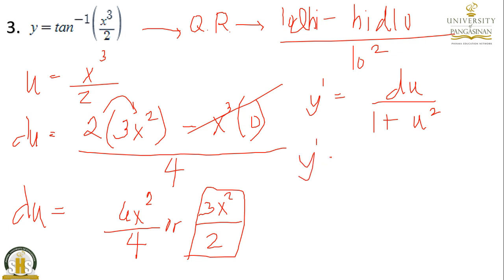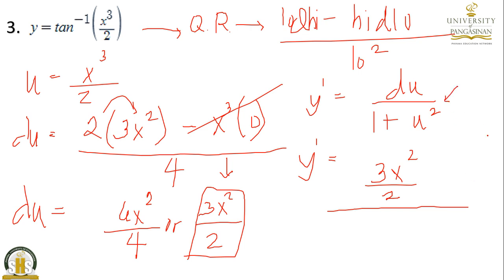So, y prime is equivalent to du. Yung du natin dito is, should I say 3x? Because du is nakuha na natin. So du is 3x squared all over 2. Then ito na yung kanyang border. Yan yung ating division sign.